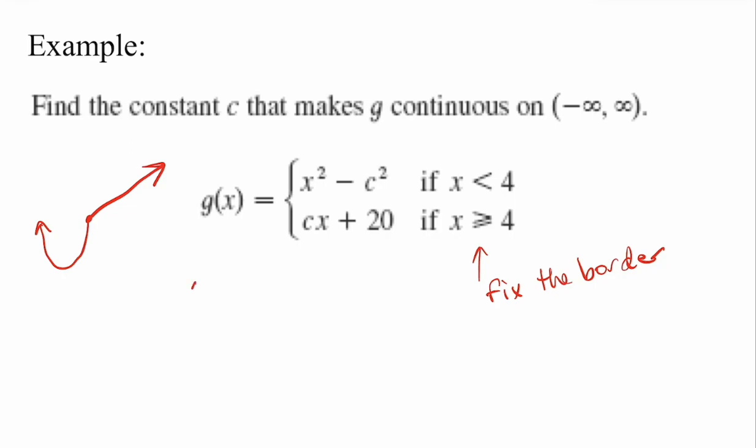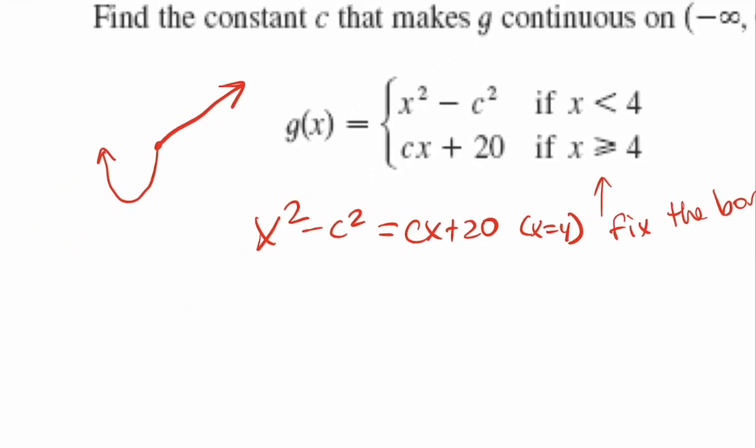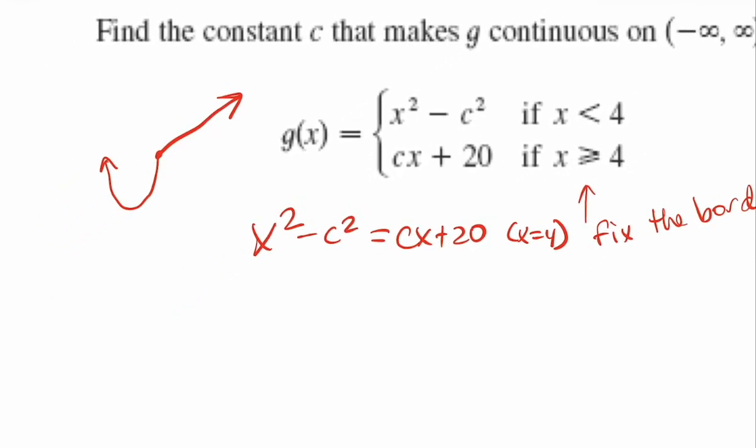So really, I need x squared minus c squared to equal cx plus 20. And the only point that I really need for that to happen is when x is equal to 4. Just that border value. So it's actually a very simple equation. If I know I need that to be equal when x is 4, let's plug in 4. So we get 16 minus c squared has to equal 4c plus 20. So now the only thing we have to do is find c that makes that work.